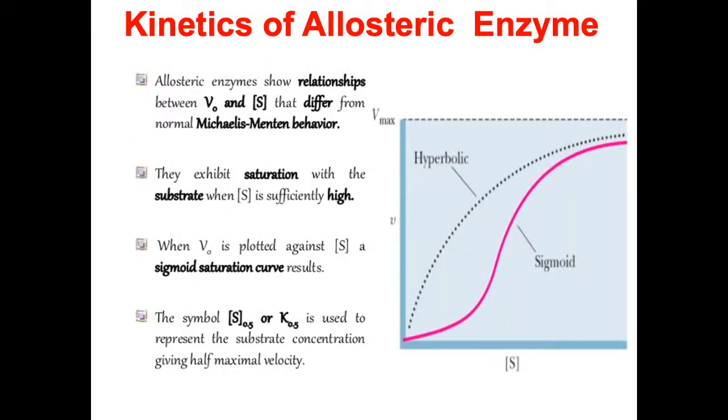Allosteric enzymes show a relationship between V0 and S that differs from Michaelis-Menten behavior. They exhibit saturation with the substrate when substrate is sufficiently high, and when V0 is plotted against substrate, it gives a sigmoid saturation curve, which results in this. The symbol S0.5 or K0.5 usually represents the substrate concentration giving half maximum velocity.